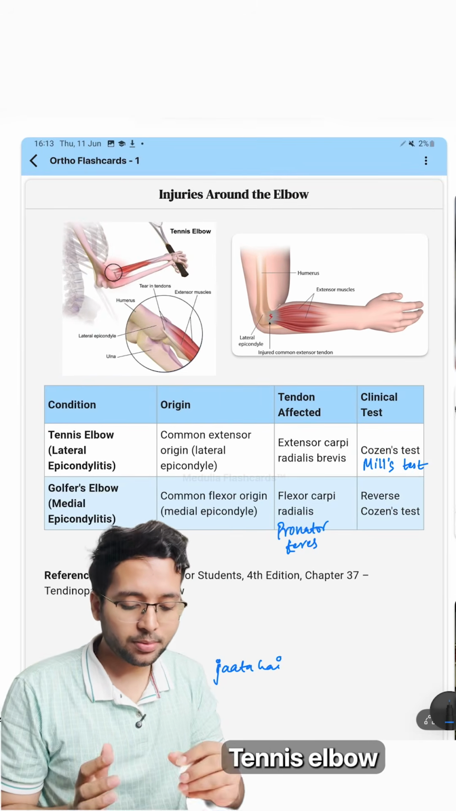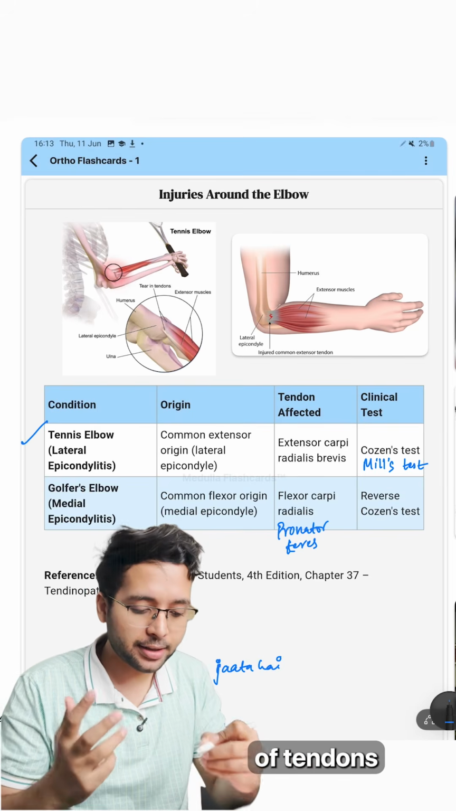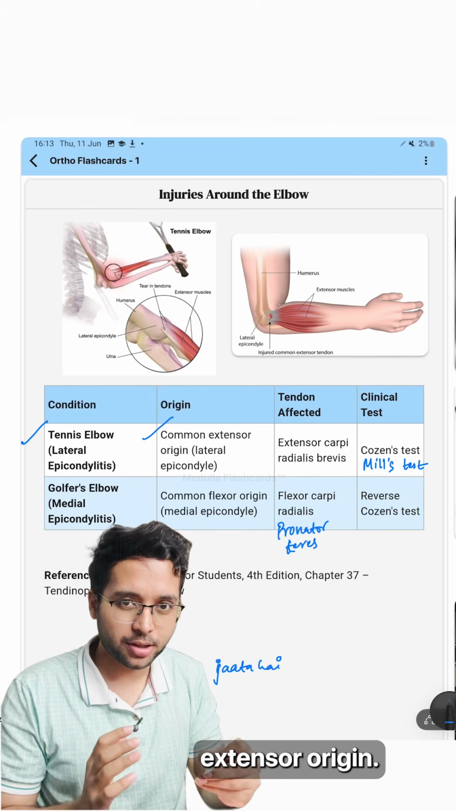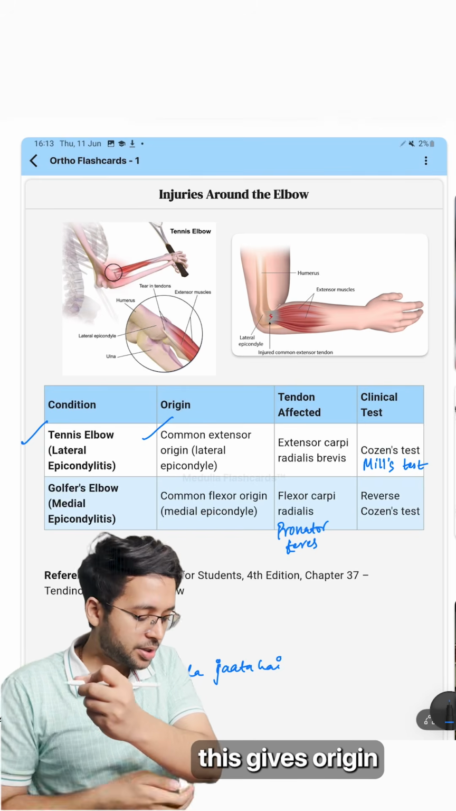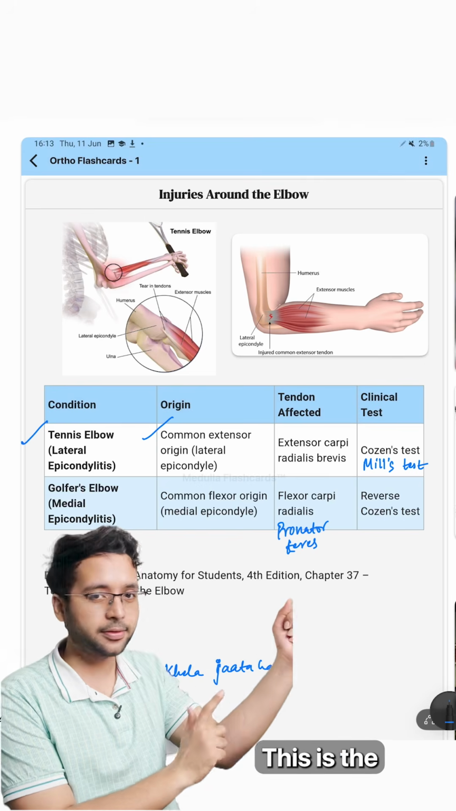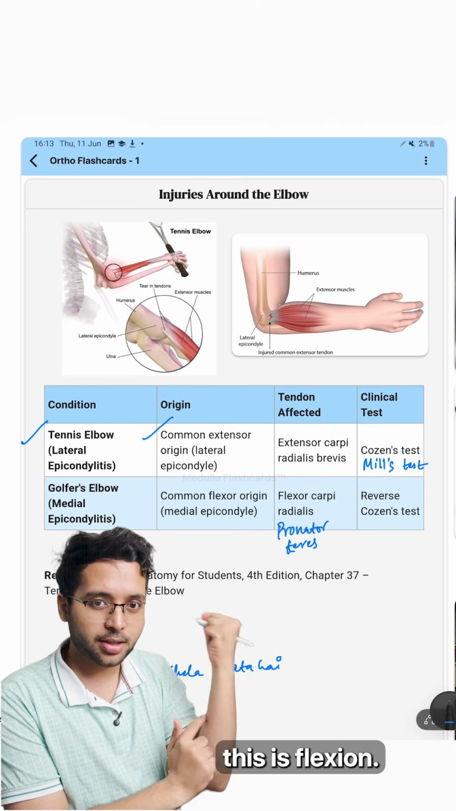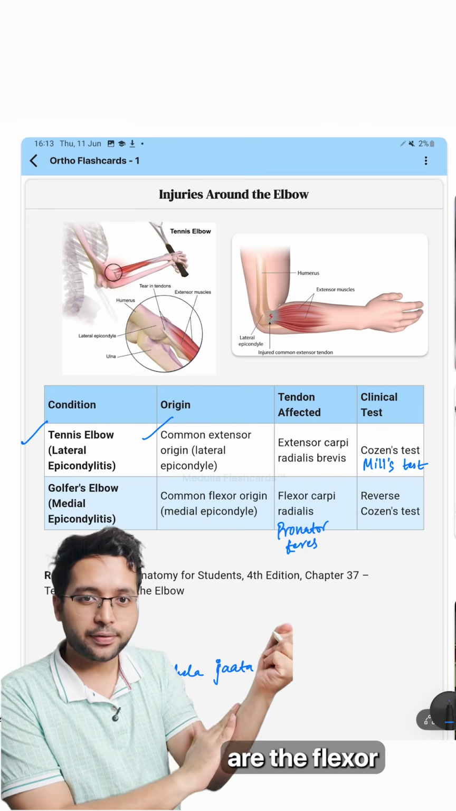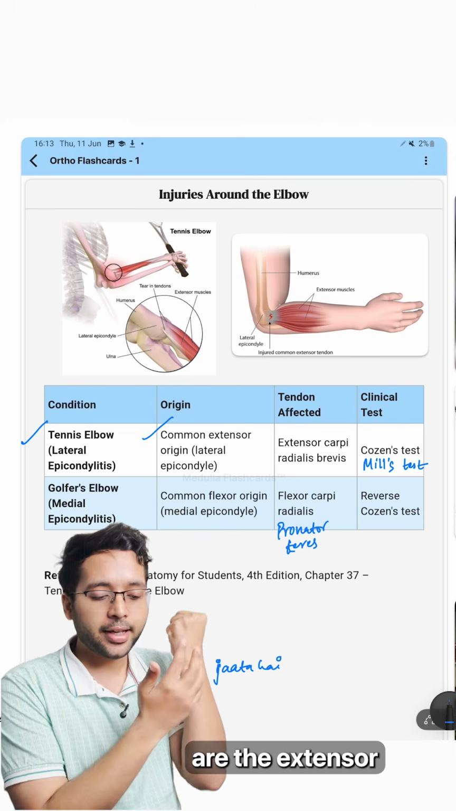So tennis elbow, also called lateral epicondylitis, is basically the inflammation of the tendons of the common extensor origin. The lateral epicondyle gives origin to the extensor muscles of the forearm. So this is the extensor aspect, and this is the flexor aspect. Why flexor aspect? Because we flex like this. So this is flexion and the muscles over here are the flexor muscles. This is extension and therefore the muscles over here are the extensor muscles.